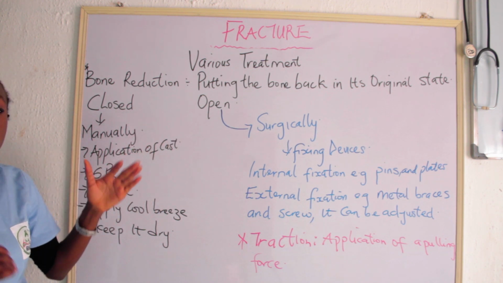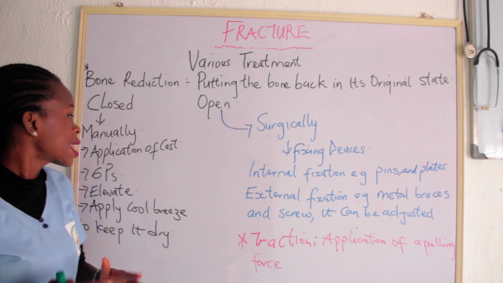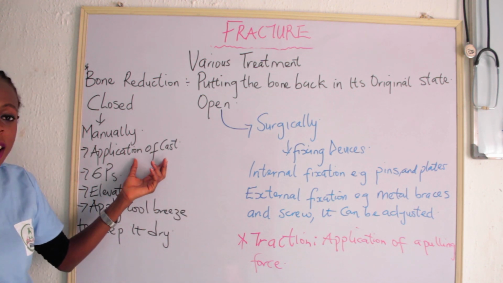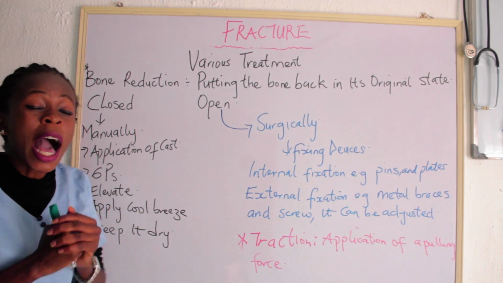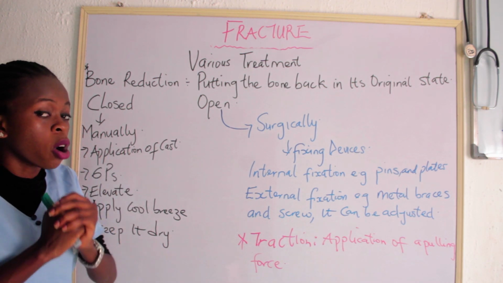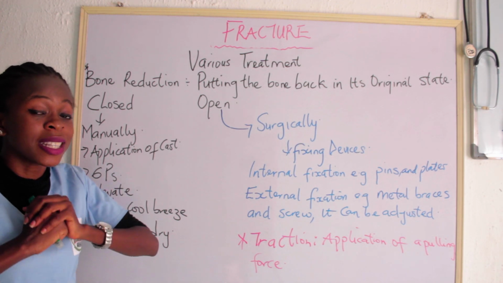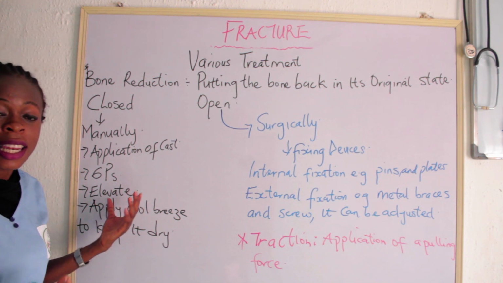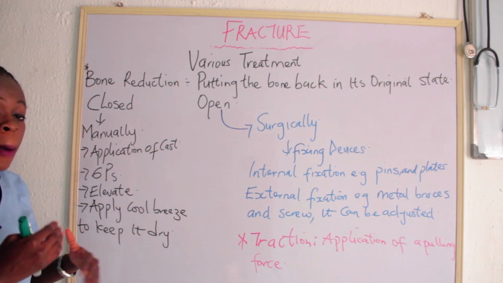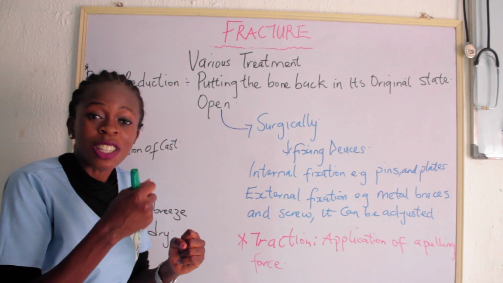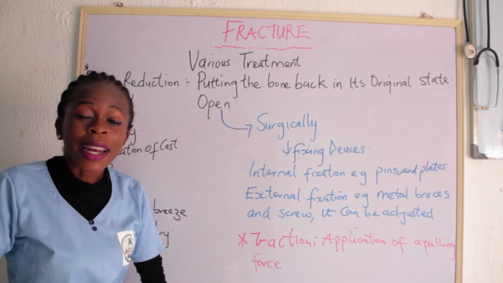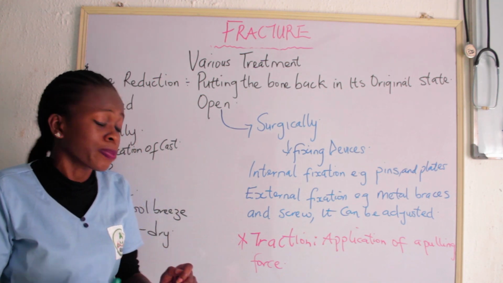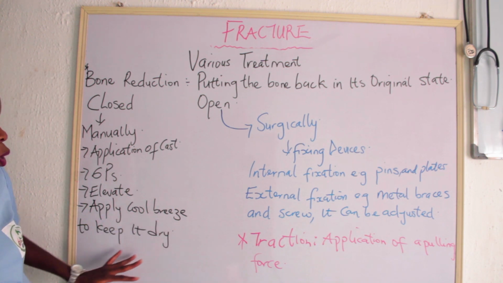In closed, it is done manually. That involves the application of casts. That's your POP and all that. When a cast is being applied, you have to observe for the signs of complications, which is your compartment syndrome. Like I earlier told you, the 6 P's. You have to elevate the leg. You have to apply cool breeze. You don't apply hot breeze to make the cast cool down. Rather, you apply cool breeze to enable the cast to cool down and dry up, to keep it dry.